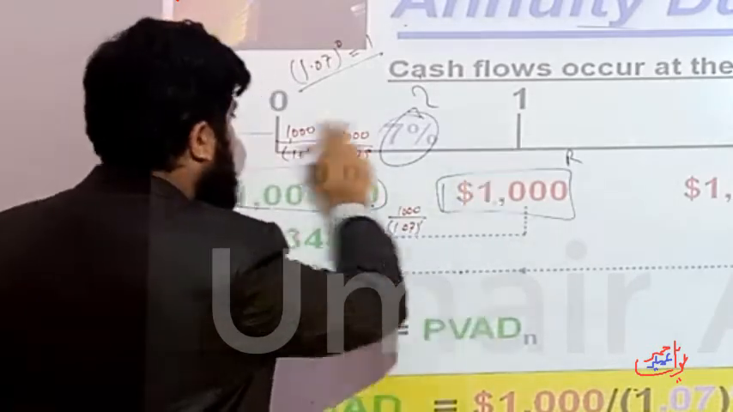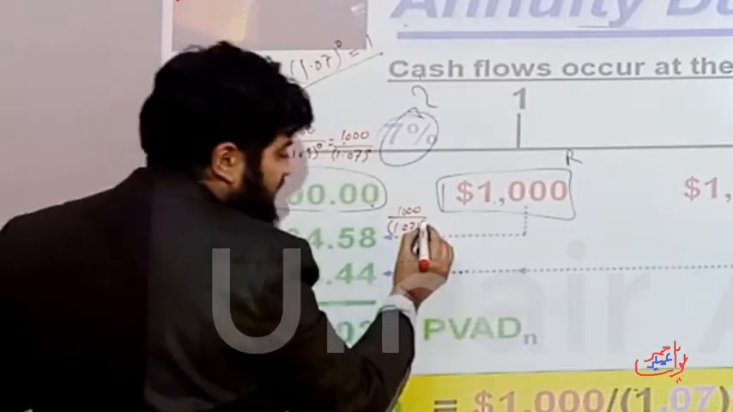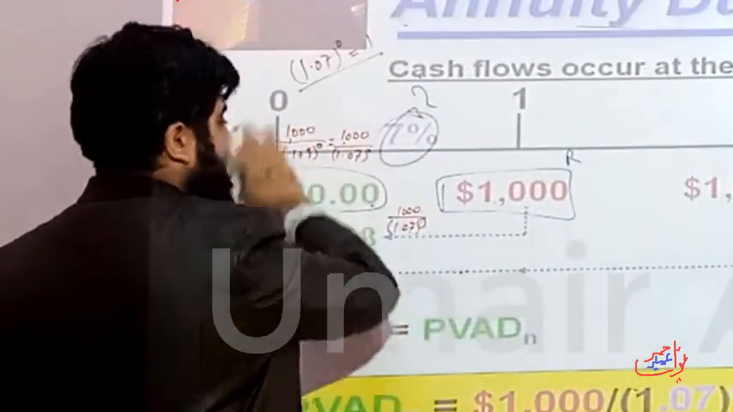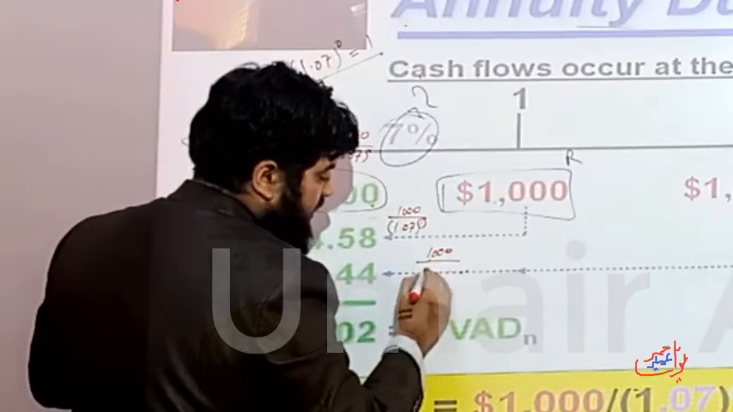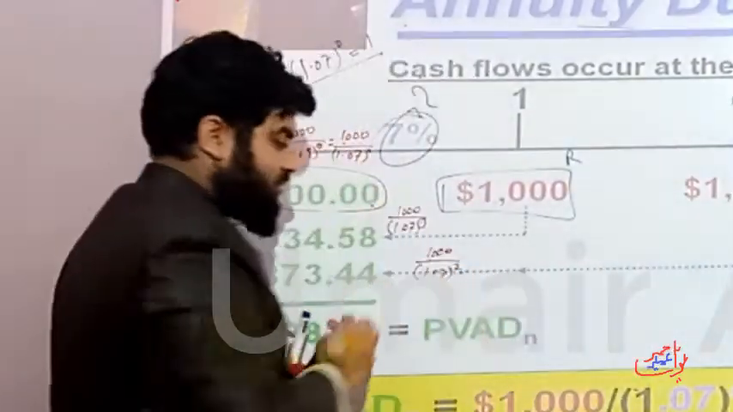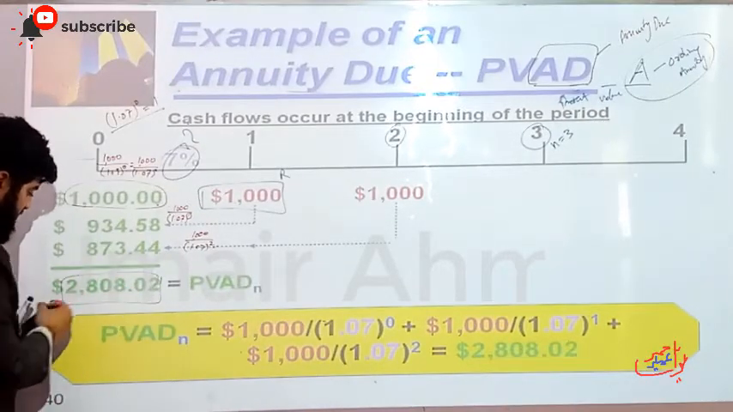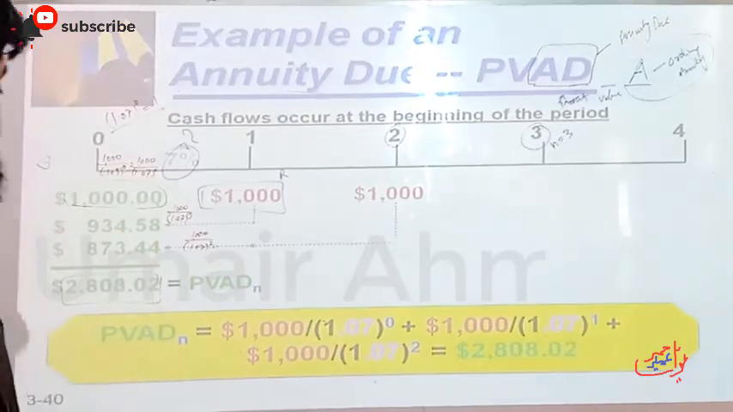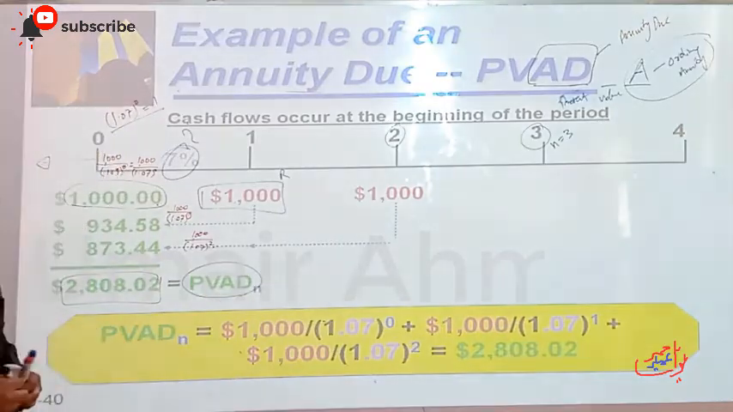In this case, we have 1 year left here. Here we have a previous year. So that's why 1. In the second case, we have 2 previous years, 2 installments. So we will calculate it as 1.07 to the power of 2. For the second year, we will use 2 here. And at the end, we will get the result, which is 2808. So it is the value of the present value annuity due.